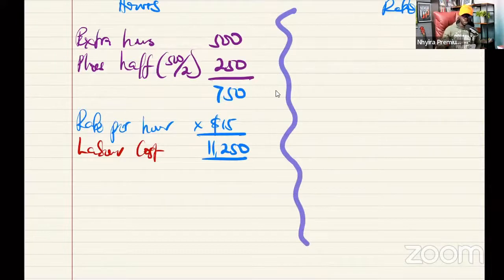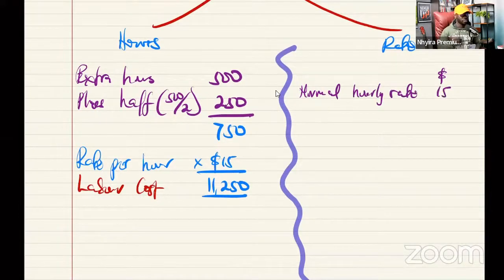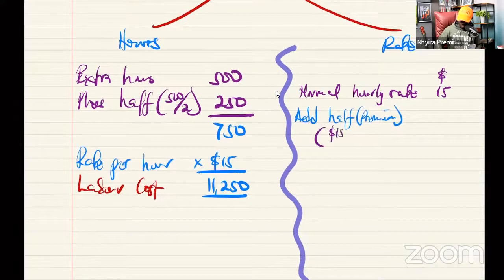Alternatively, we could use the rate. The rate will be like this. We bring in the normal rate that we will pay people, so the normal hourly rate, which is the $15, time and a half. So we will add the premium that we have to pay them, because of the half of that. That is like an overtime premium that we are paying them, and that's going to be half of 15. 15 divided by 2 is 7.5.